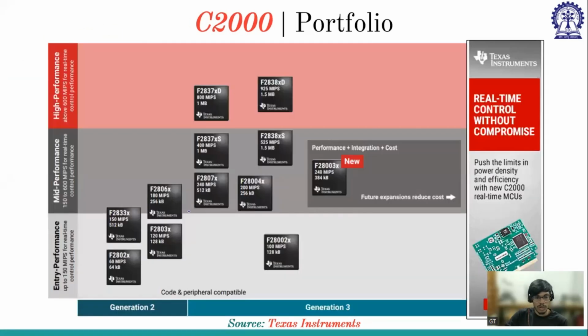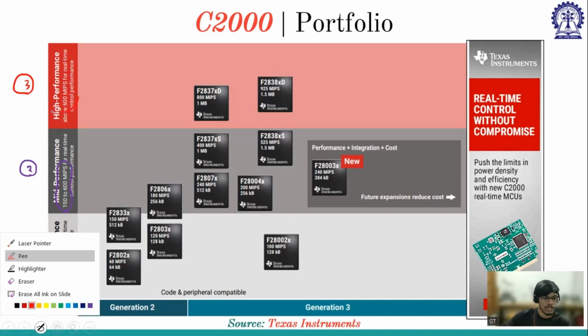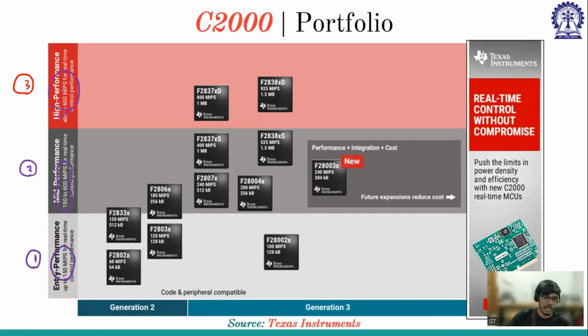Similar to ST, which has a wide range of microcontrollers available, here also they have three families. One is the entry level performance, where they offer 150 MIPS, which is somewhat low performance. This one is the mid performance, where they can offer from 150 to 600 million instructions per second. And the third one is the high performance, which is above 600 million instructions per second.